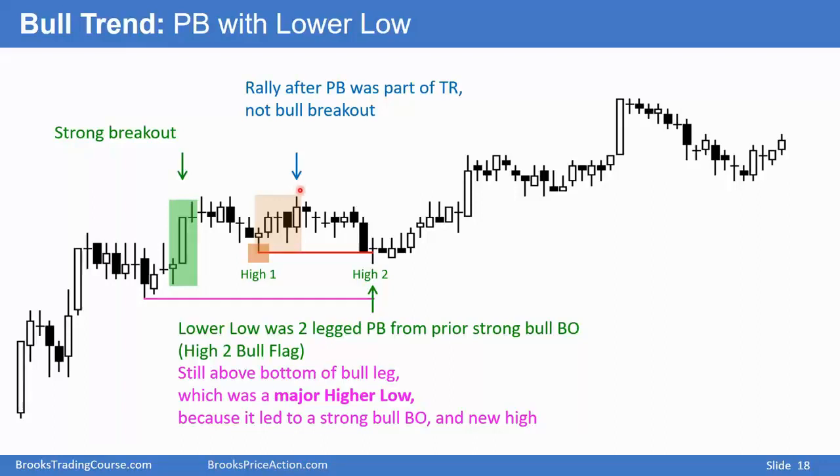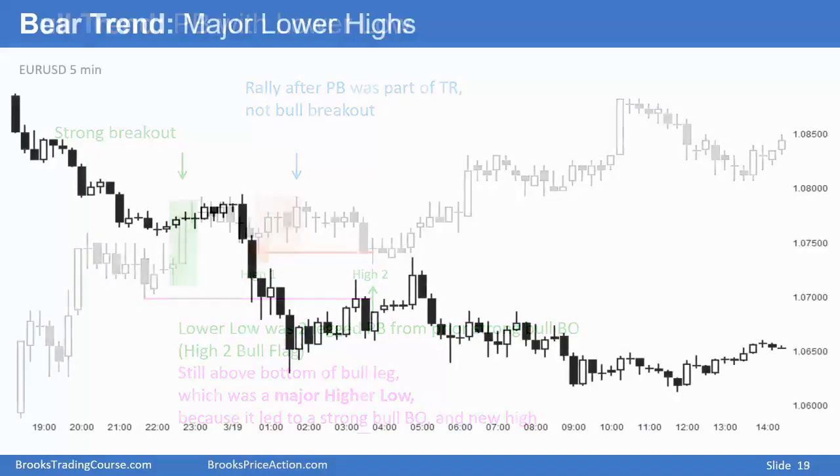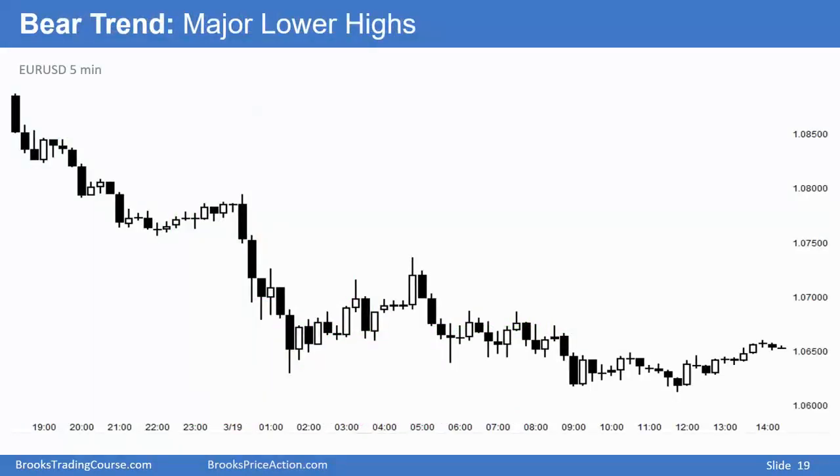Rally here was only a bull leg and a trading range, not a resumption of the bull trend. Bear trend, strong breakouts, 2-bar, 3-bar breakout here, breakout, lots of breakouts here. And this is a pretty major lower high, followed by a strong breakout to a new low. As long as it's a bear trend, rally should not get above this high, so that's a pretty major high.